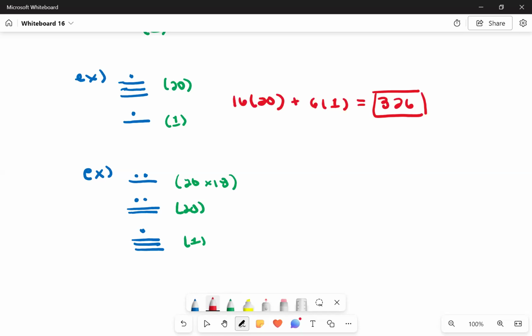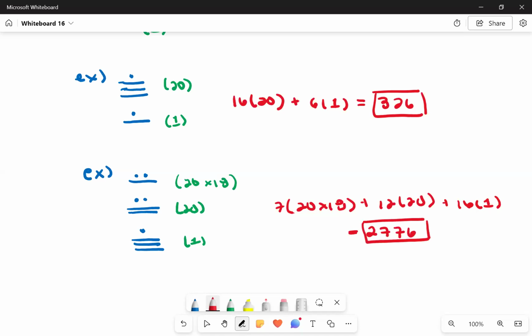Before I explain that, let's go ahead and calculate this number. So we have 7 in the 20 times 18 spot. We have, let's see, 12 in the 20 spot. And then we have 16 in the ones spot. So grab your calculator. I ended up with 2,776 when I calculated this one.